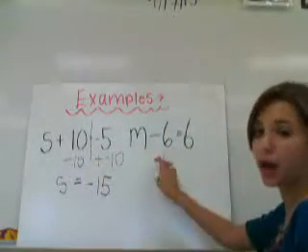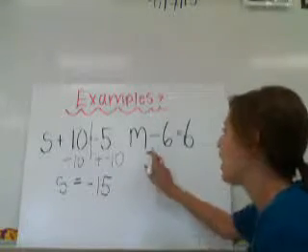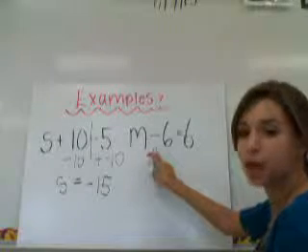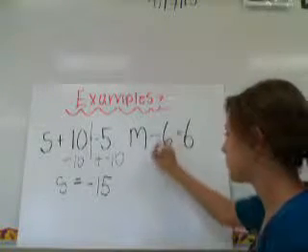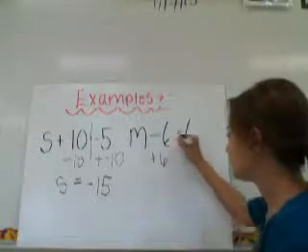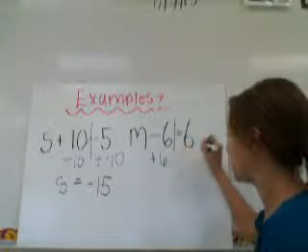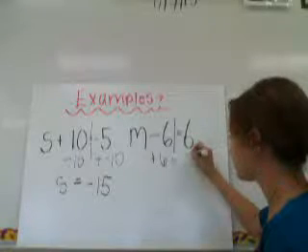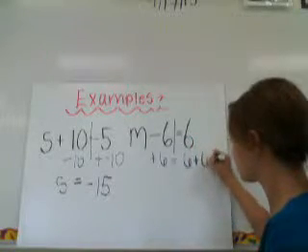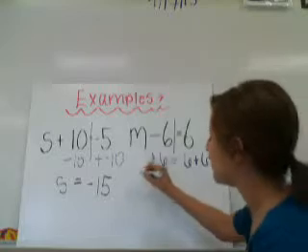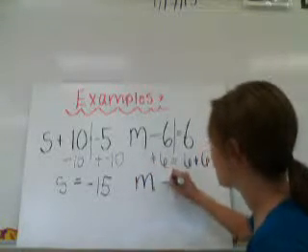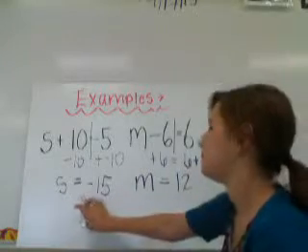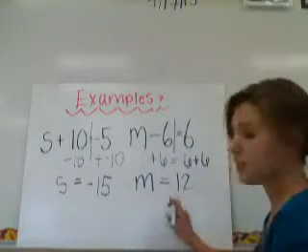Okay, let's look at a subtraction equation example. I have m minus 6 equals 6. The opposite of subtraction is addition. So I'm going to plus 6 on this side. Also, I'm going to plus 6 on this side. Okay, since I did the opposite on this side, I got my variable by itself, and 6 plus 6 is 12. s equals negative 15, m equals 12.